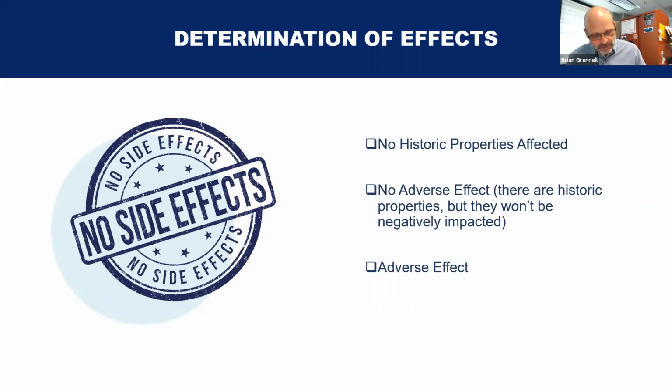The second option would be there will be no adverse effects on historic properties. So there are historic properties and there will be effects, but they won't be adverse effects. And then the third one would be an adverse effect on historic properties. So remember that when we're talking about effects, they can be direct as well as indirect.